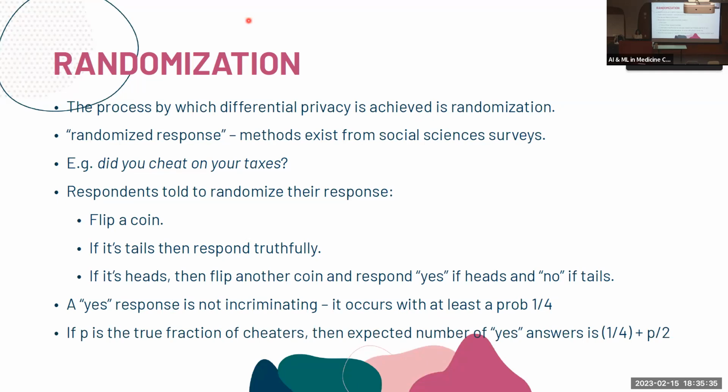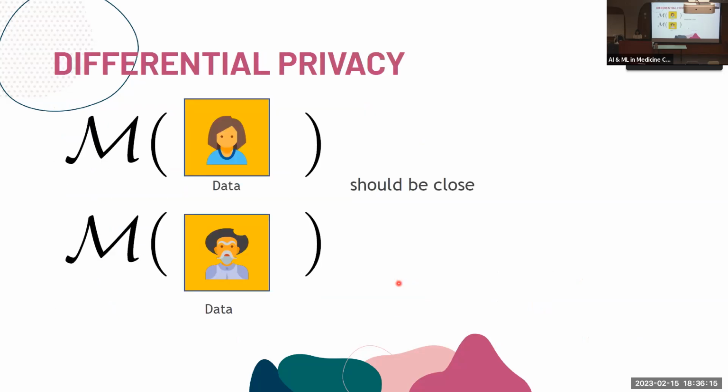If P is the true fraction of cheaters, and that's what they're trying to estimate, then the number of yeses that they expect is essentially a quarter plus P over 2. And this is a very simple calculation because the probability of having tails in this first instance is a half, and you're saying yes with a probability of P because your true answer was yes. And then you get heads and then you flip a coin again, that's a probability of a quarter, and that's what you're saying yes with, right? So you can very easily estimate what the true proportion is without knowing what the true answer of each specific individual is. So this is a very nice randomized method.